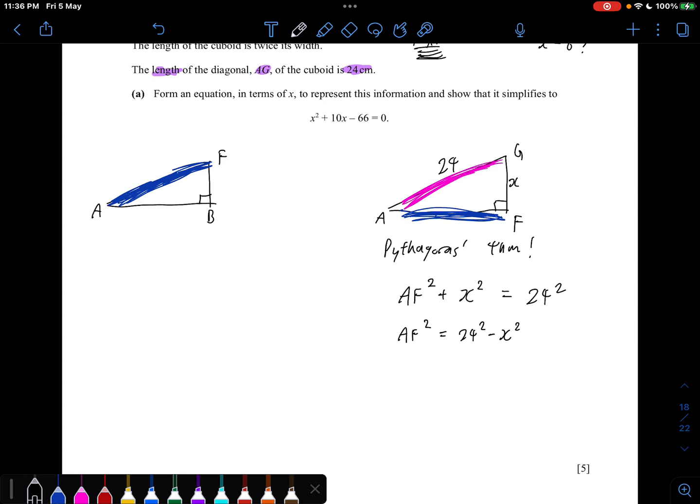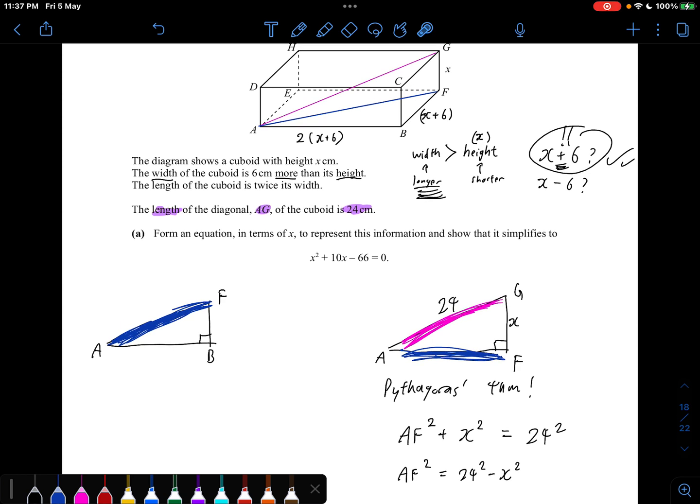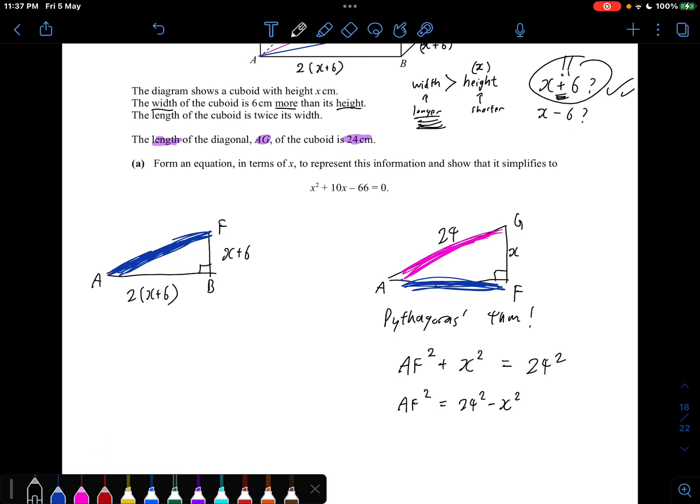it's not useful. What's more useful is if we transfer this information and use it over in the second right angle triangle. Let's now look at the second right angle triangle ABF. Any lengths that we haven't labeled yet? Yes, x plus 6 here, and 2 bracket x plus 6 there. Any other lengths? Yes, there's AF, right? But what's AF? Oh, it's really just this guy, but you have to take a square root.